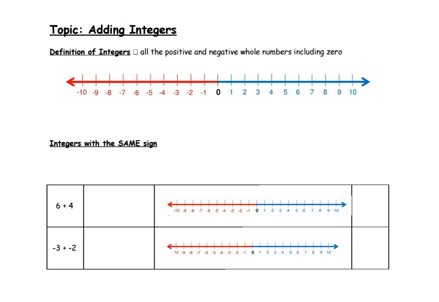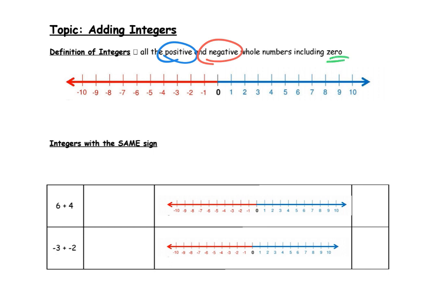This video is going to cover strategies to add integers. So first let's define what an integer is. I define integer as all of the positive and negative whole numbers including 0.